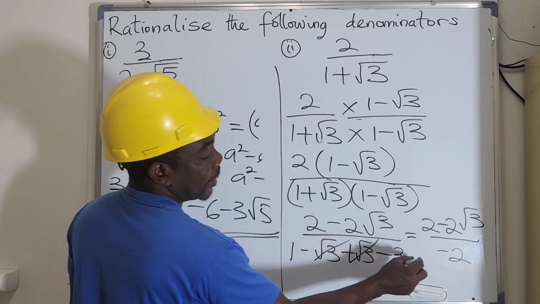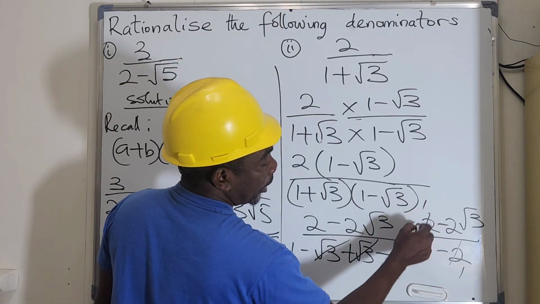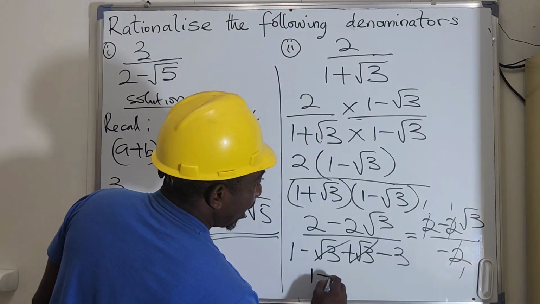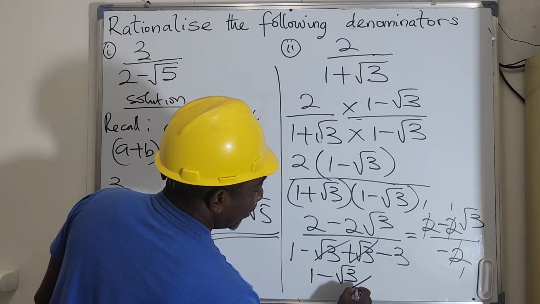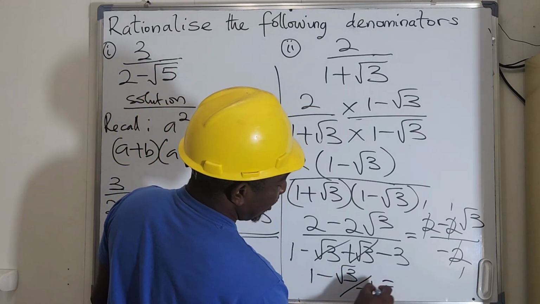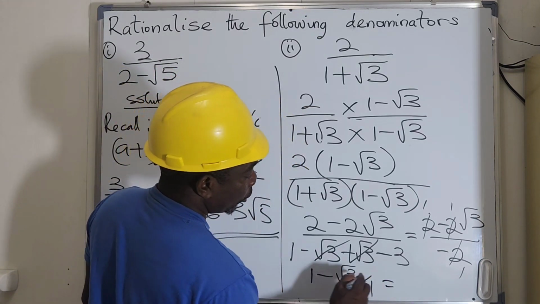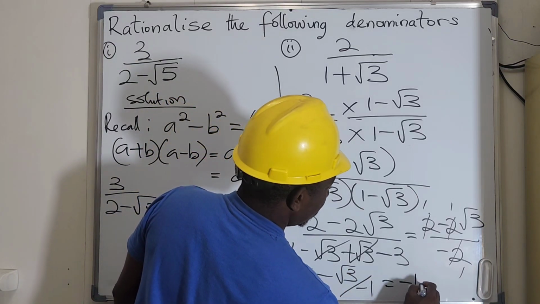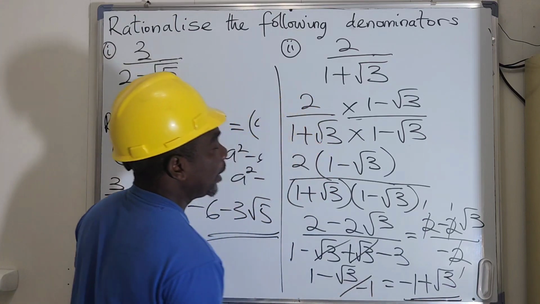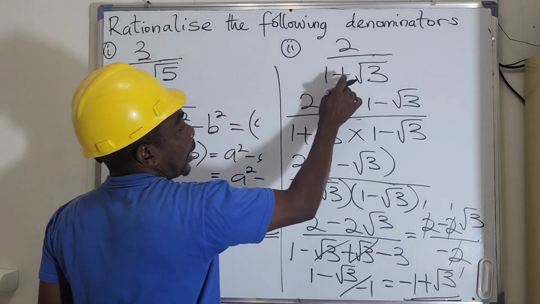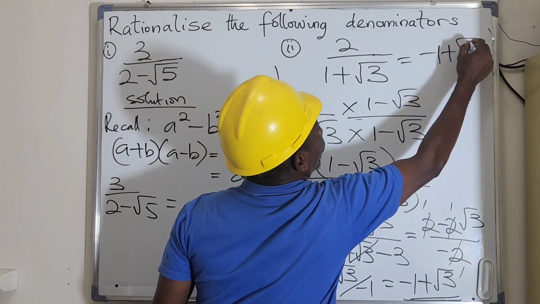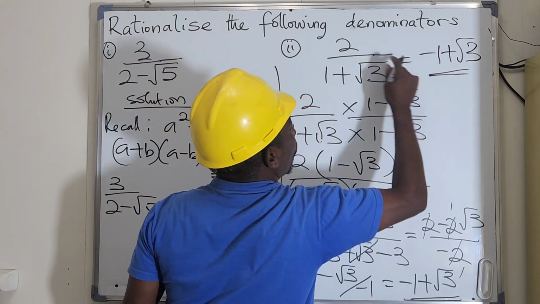So in this case, 2 will cancel here, and 2 will cancel here. So we are now left with 1 minus root 3 all over minus 1. So here is the same thing as when we divide by minus 1, it's going to be minus 1 plus root 3. So this is the answer to this question. This is the same thing as minus 1 plus root 3. So this is what we have.